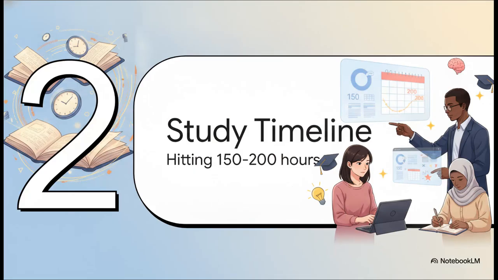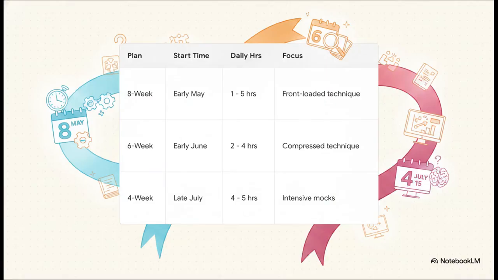Moving on to Phase 2, the ultimate study timeline. All right, let's turn that strategy into action and hit that sweet spot of about 150 to 200 hours of quality prep. But here's the deal. You must pick your plan based on your actual exam date, not just how motivated you feel today. Testing in mid-July, you want the 8-week plan starting in May, front-loading your technique. Testing in August, go with the 6-week plan. But if you're jumping in late July for a 4-week intensive crash course, brace yourself. You're looking at 4 to 5 hours daily, hitting heavy mock exams.